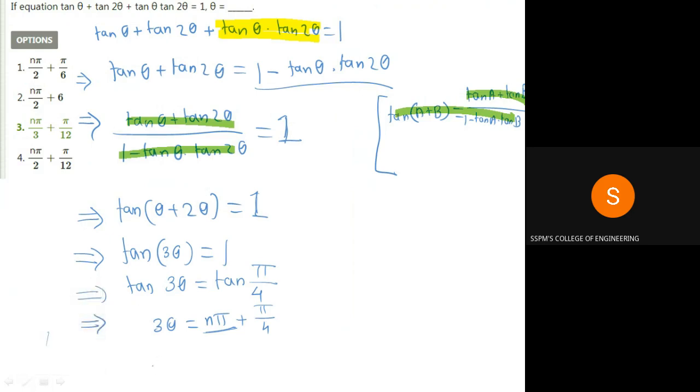So 3 theta is equal to n pi plus pi by 4. So theta is equal to, on the right side we will divide everything by 3. So n pi by 3, and if you divide pi by 4 by 3 it becomes pi by 12. So theta is n pi by 3 plus pi by 12. Okay, so 3 is the correct option.